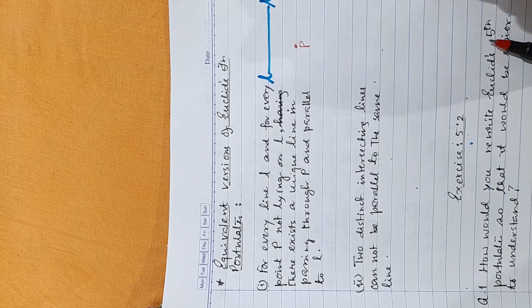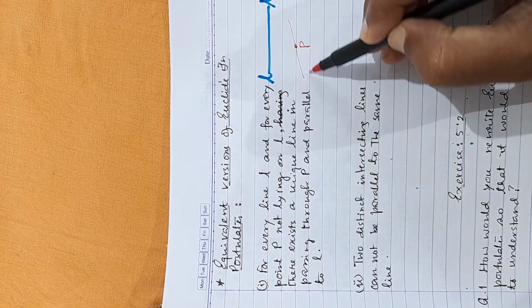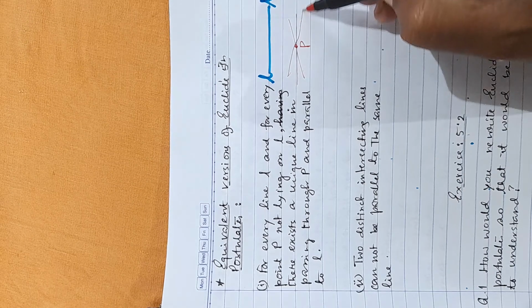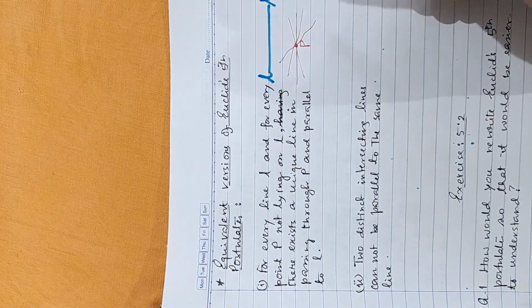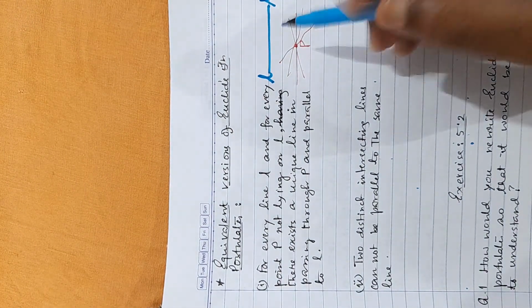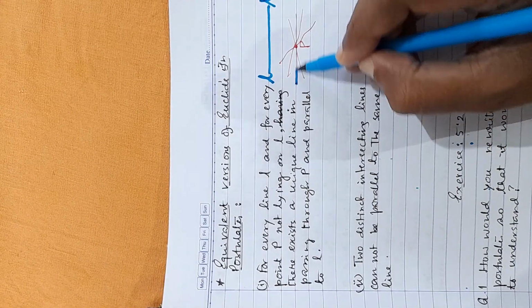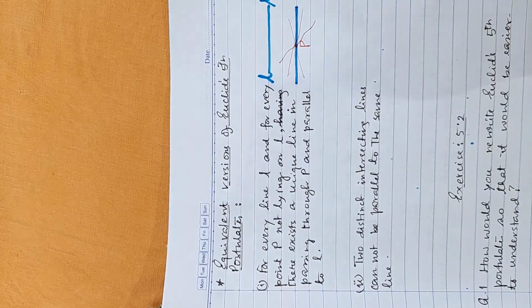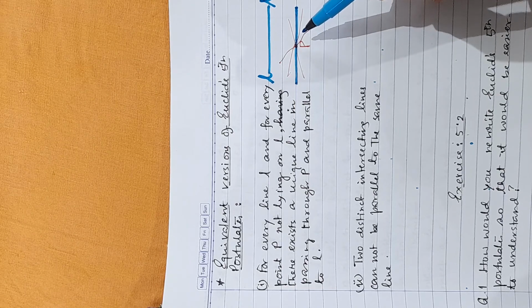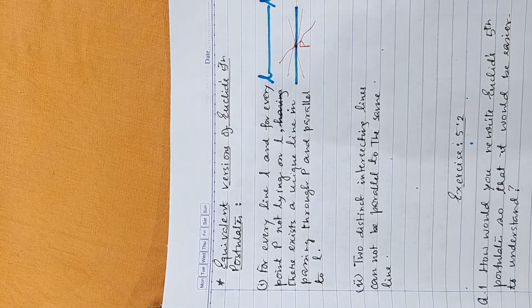There exists a unique line passing through P and parallel to L. Whatever lines we draw, we can draw them this way, this way, this way. Infinite numbers of lines we can draw. But only one line passes through P and is parallel to L. We will get only one line, unique. That line is unique.